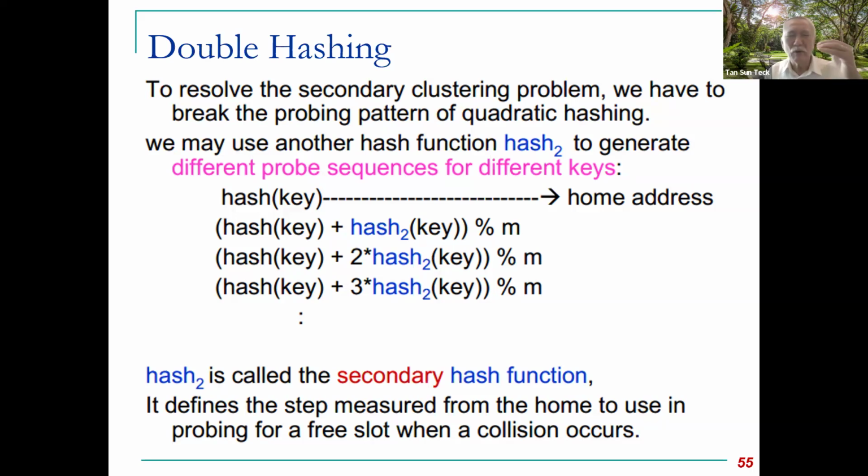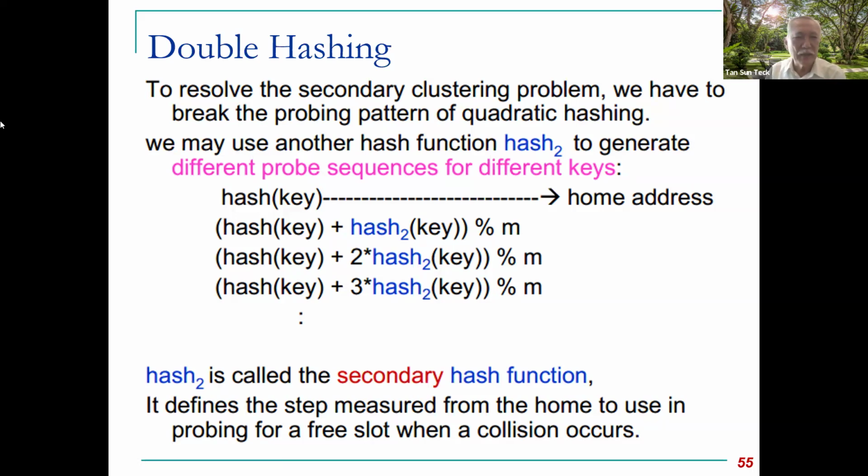Instead of 1, 4, 9, 16, and so on, we introduce a second hash function, because two different keys going into a hash function are going to produce different hash values. So for each key, we use the secondary hash function to produce a hash value to indicate how far the gap is to jump. That is the idea.